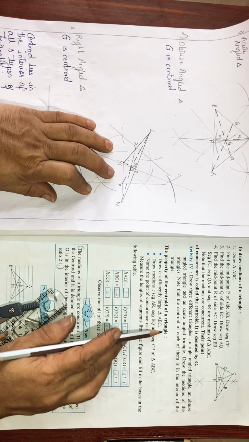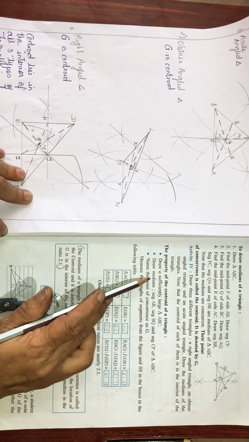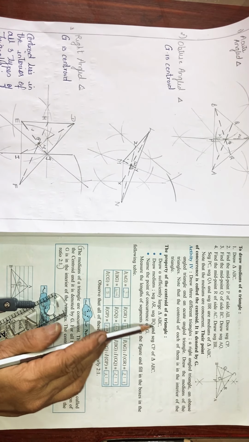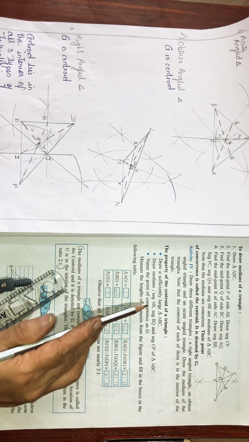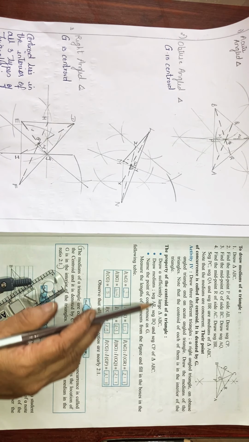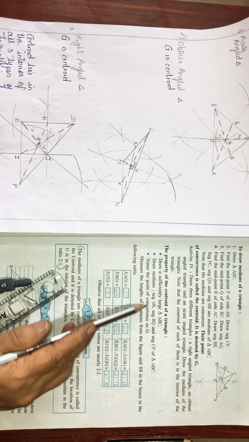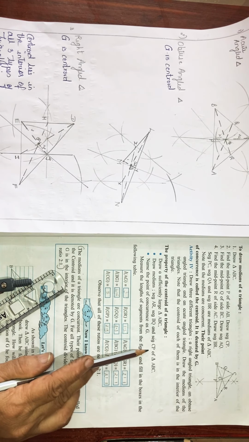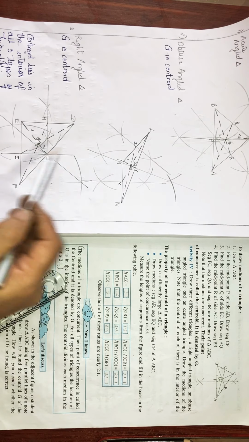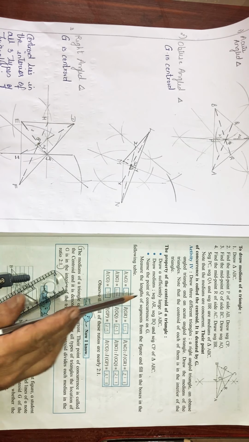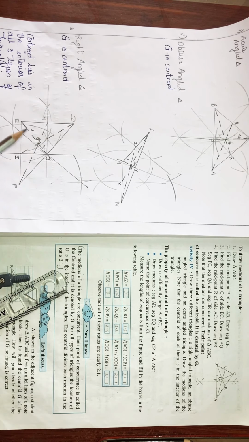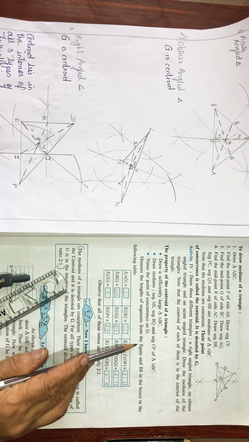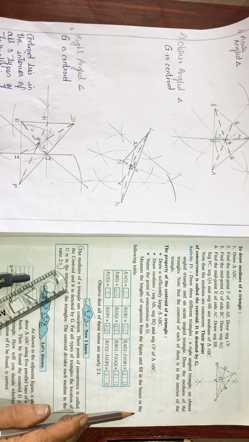Now, what is the property of the centroid of a triangle? So, draw a sufficiently large triangle ABC. Draw the medians, segments AR, BQ and CP of triangle ABC. We have done that for any triangle. Name the point of concurrence as G. Now, measure the lengths of the segments from the figure and fill in the boxes.